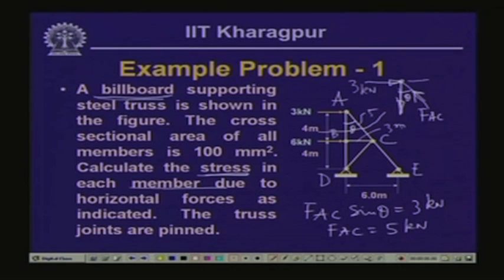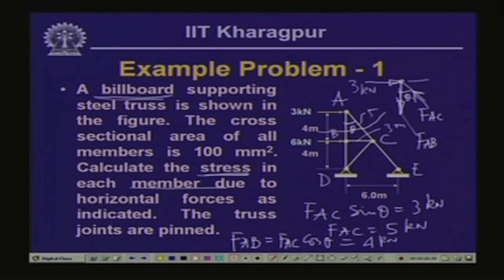If we take the vertical equilibrium of the forces, and if we call this force as FAB, then FAC cos theta minus FAB is equal to 0, that is the vertical equilibrium. So, FAB is equal to FAC cos theta, and the value of cos theta is 4 by 5 and FAC being 5. So, the value of FAB is 4 kilonewton.